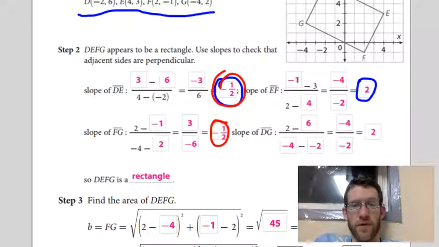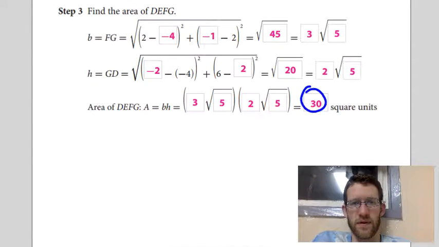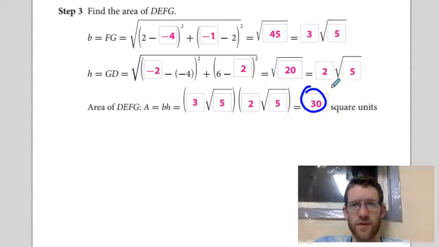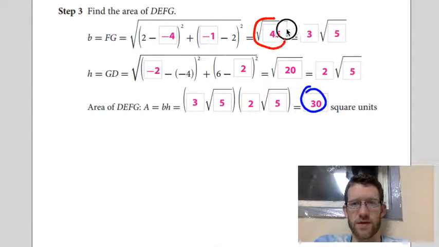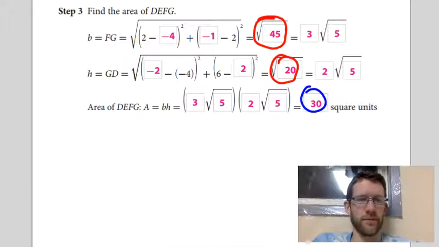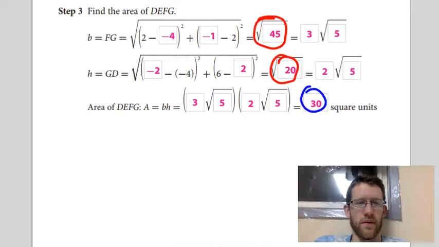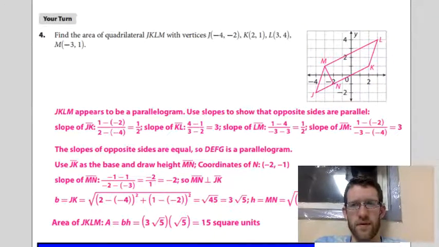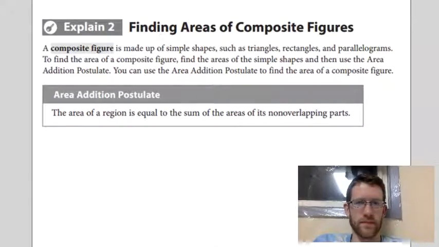We can find both of those using the distance formula. We use the distance formula to figure out that one side has the square root of 45, the other side has the square root of 20. Multiply those by each other, and we get 30. Okay, I'm going to skip this one.